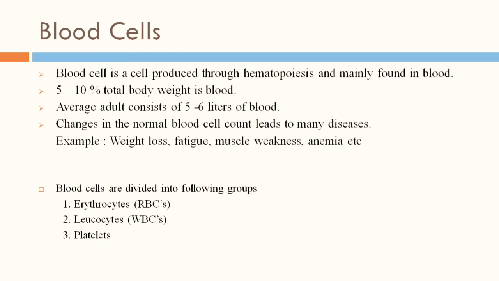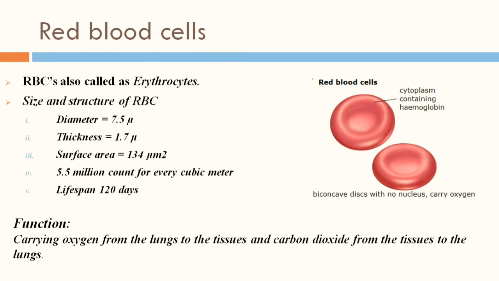So we should know what the components of blood cells are. Blood cells are divided into mainly three groups: RBCs, WBCs and platelets. RBCs are also called erythrocytes, WBCs are also called leukocytes, and then platelets. We will study all these blood cell groups in detail one by one. So let's start with erythrocytes, that is, RBCs.